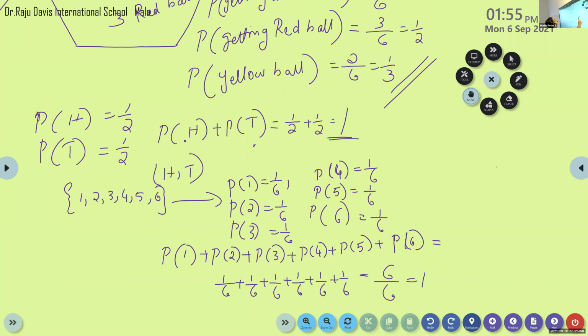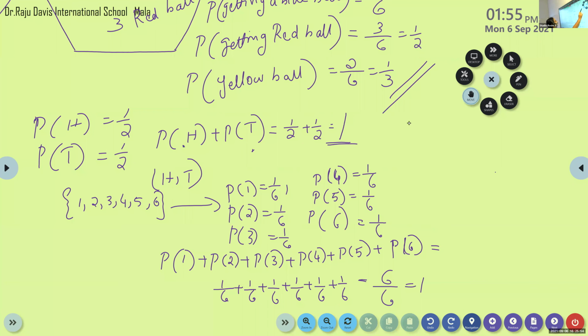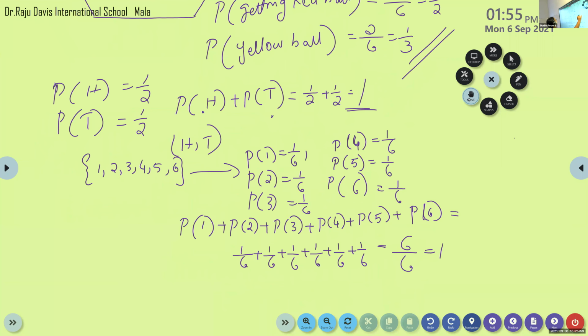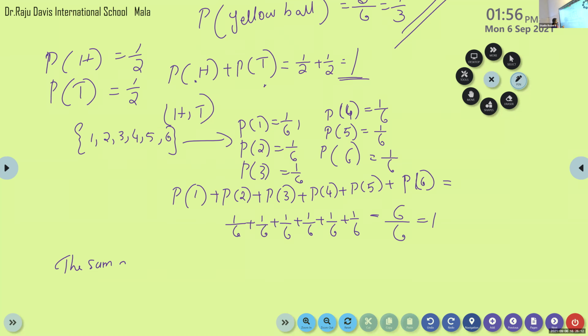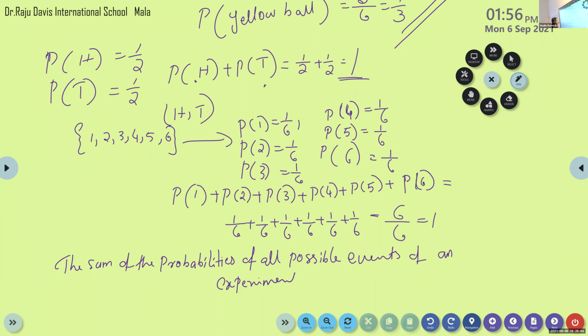Okay. So write this also, these two. After that, we have to write a statement, a very important statement. The sum of the probabilities of all possible events of an experiment is equal to 1. Highlight the sentence, very important. One more question will come from this.